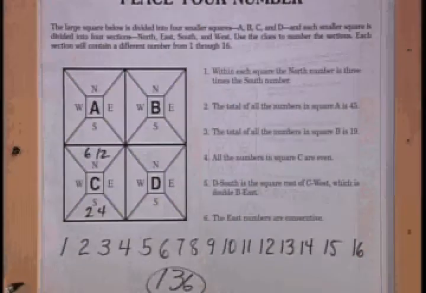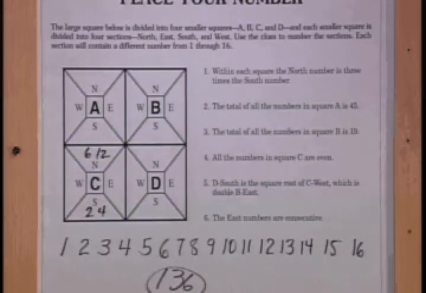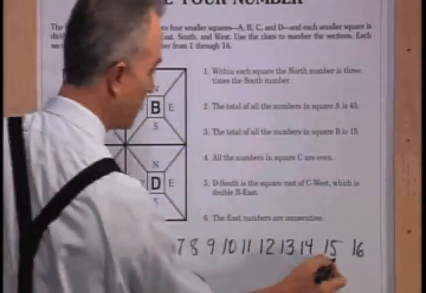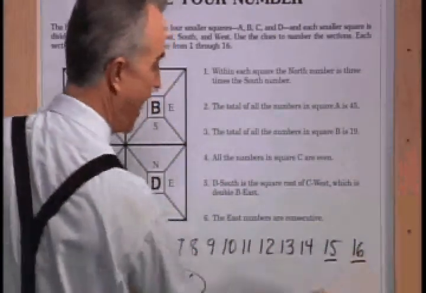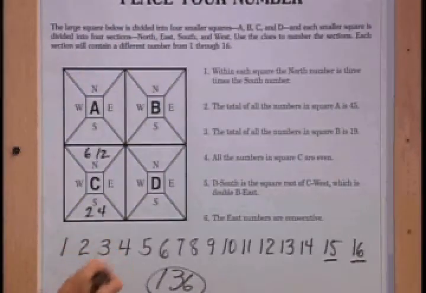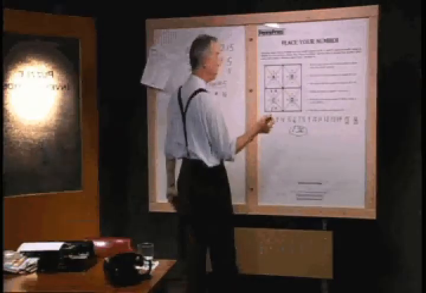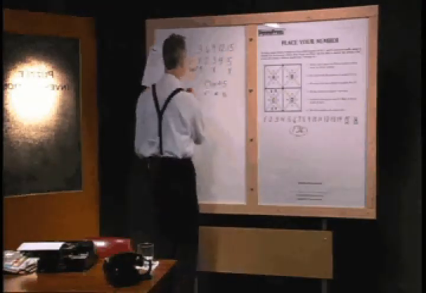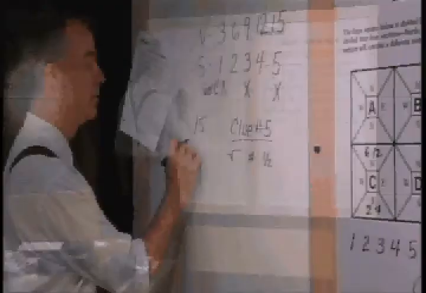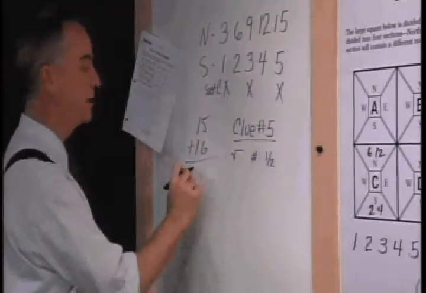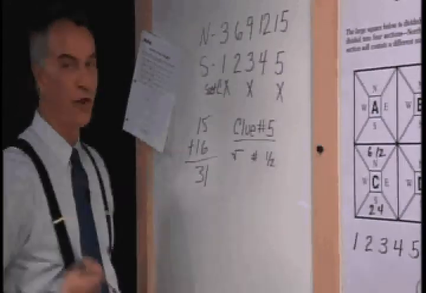A has to add up to 45, let's go back to these clues again and see what we can deduce for section A. What are the two largest numbers available to us? 15 and 16. What is 15 plus 16? 15 plus 16 is 31.